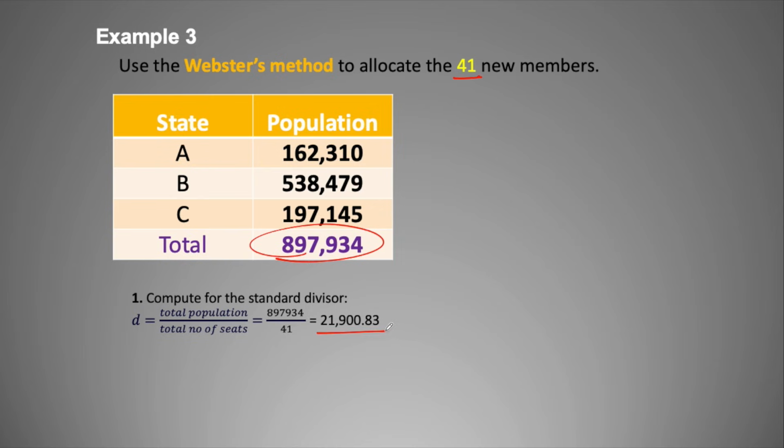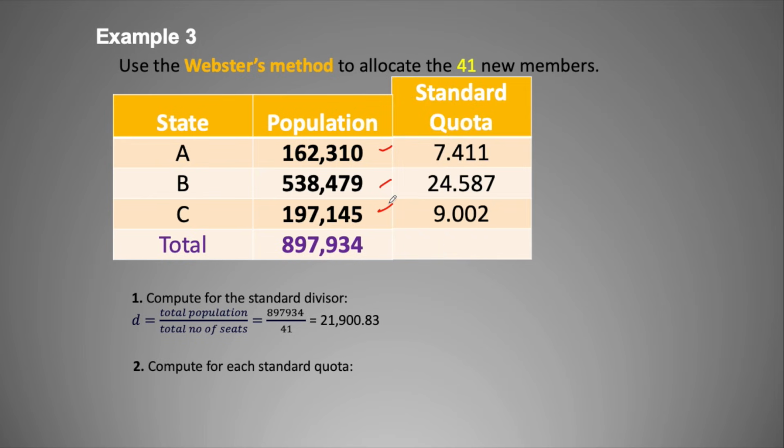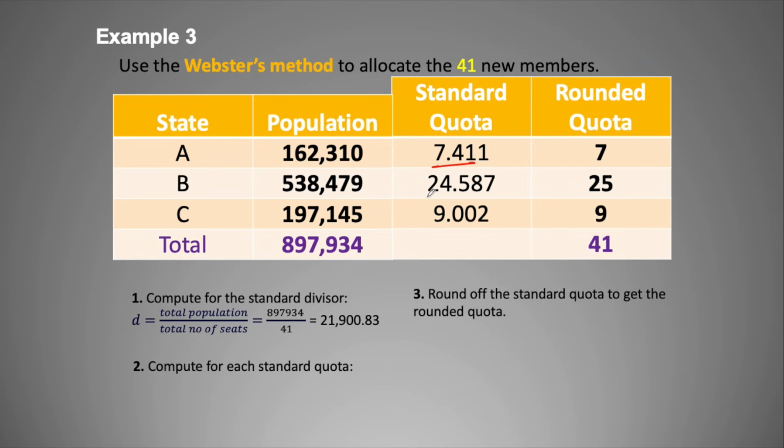And we're going to have 21,900.83. And dividing each population by 21,900.83, we're going to have the standard quota, which are these values. And since in Webster's method, we simply round off the standard quota to get the rounded quota, then 7.4 when rounded off is 7, 24.587 is 25, and 9.002 is 9.